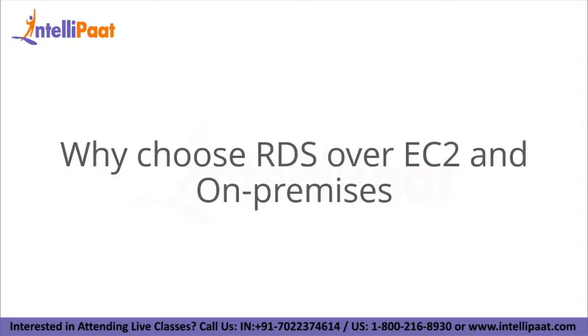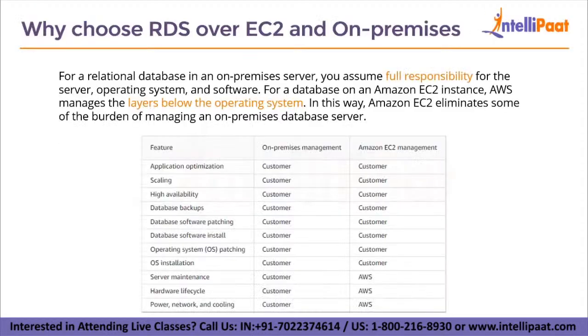Now let us see why we should choose RDS over EC2 and an on-premises setup. Amazon Elastic Compute Cloud, also known as EC2 for short, provides scalable computing capacity in the AWS cloud. Amazon EC2 eliminates your need to invest in hardware upfront so that you can develop and deploy applications faster. And for a relational database in an on-premises server, you assume full responsibility for the server, operating system, and software. That is, you need to have dedicated teams who take care of the server maintenance, the operating system installation, configuration, setup, and patching, etc. You should have an operations team for that.